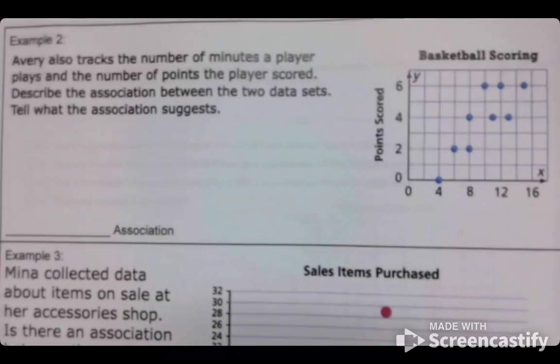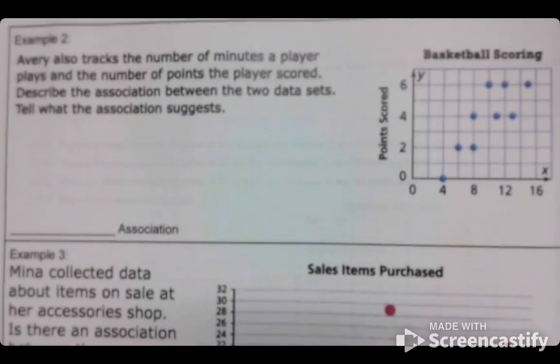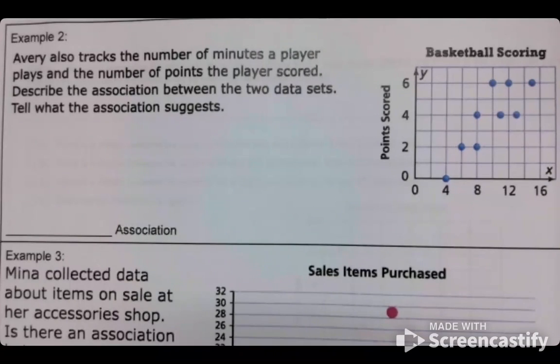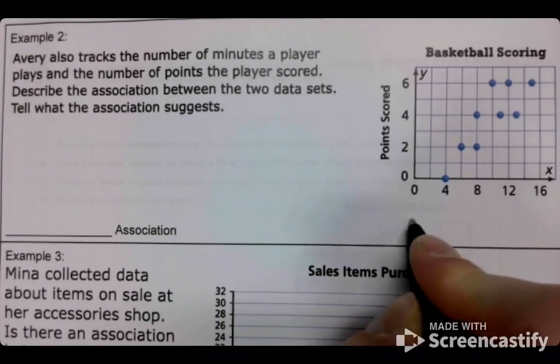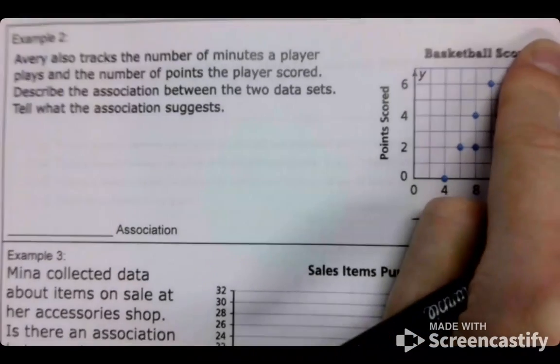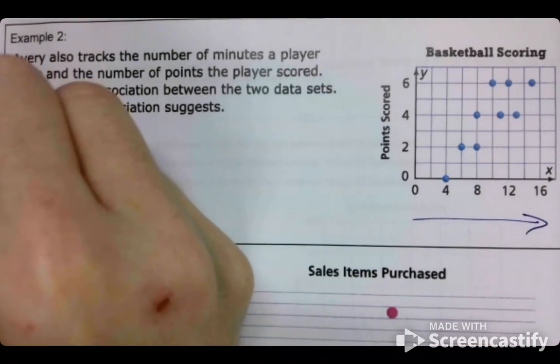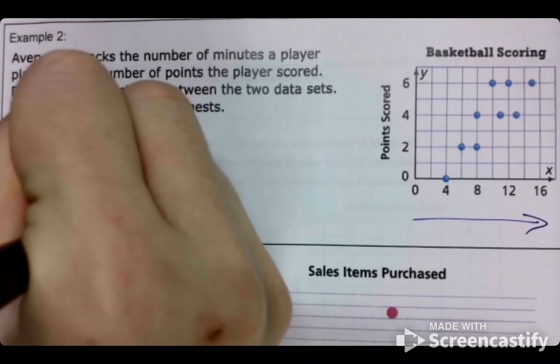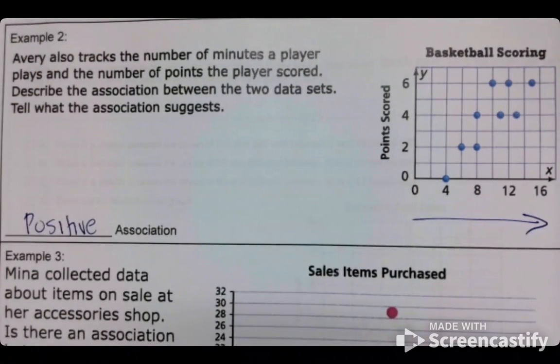All right. Avery tracks the number of minutes a player plays and the number of points a player scored. Describe the association between the two data sets and tell what it suggests. So we're only going to do the first part. So what do you think about this? As I go left to right, what do you think is happening? It's going up. It may not seem super easy to see, but it is indeed going up. That's what we call a weak association. It's not the easiest to tell, but it's definitely positive.